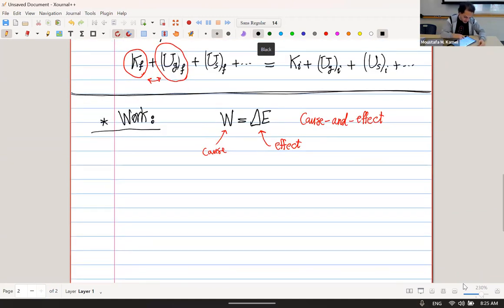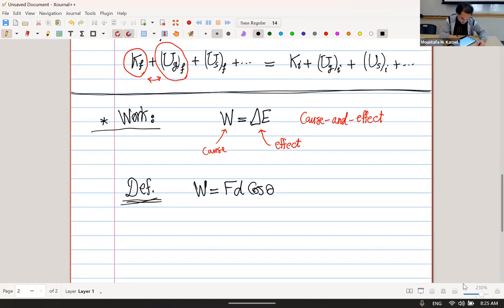This can be defined mathematically as follows. So let's write this as a definition. The work done by a constant force on a system that moves for a displacement d is Fd cosine theta. Let me denote what that means in a picture.